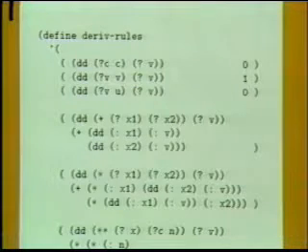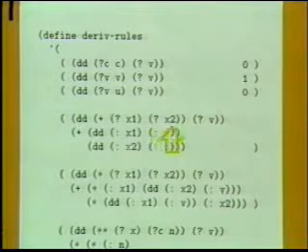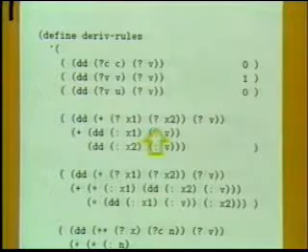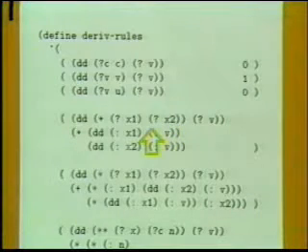For example, over here, we're going to have the derivative of the sum of an expression called x1 and an expression called x2. These things that begin with question marks are called pattern variables in the language that we're inventing. And you see, we're just making it up. So pattern variables for matching.